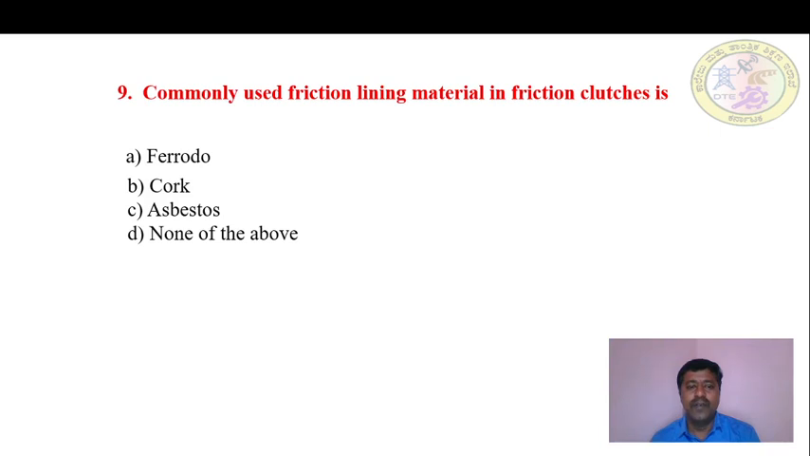Commonly used friction lining material in friction clutches is Ferodo, cork, asbestos, none of the above. The answer is Ferodo.